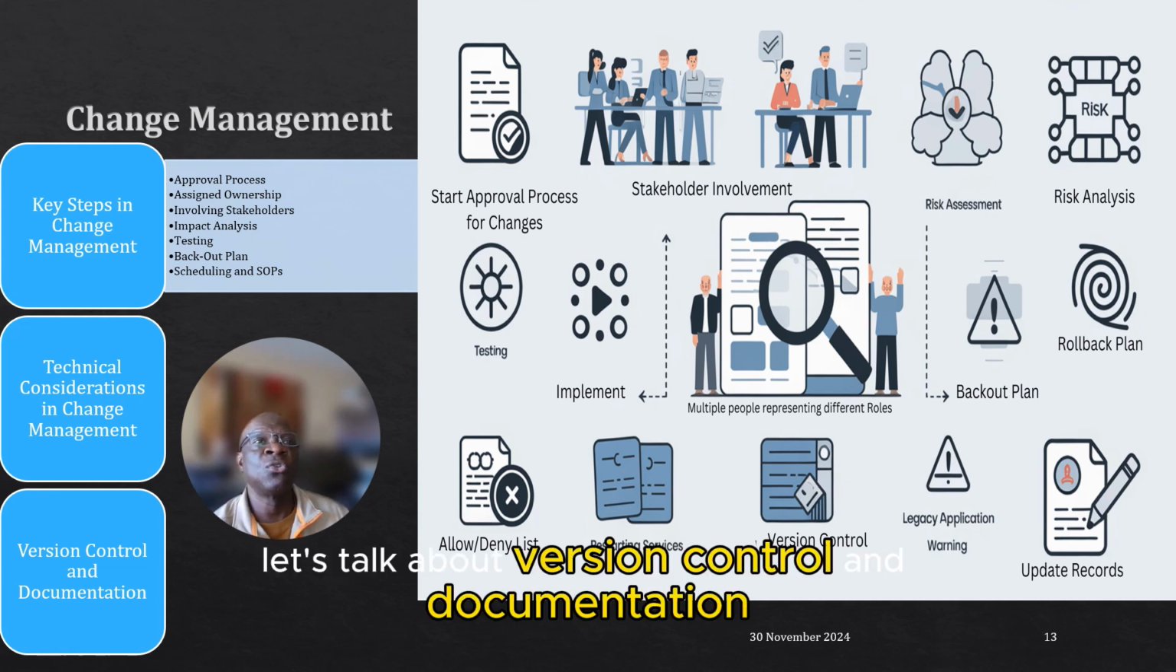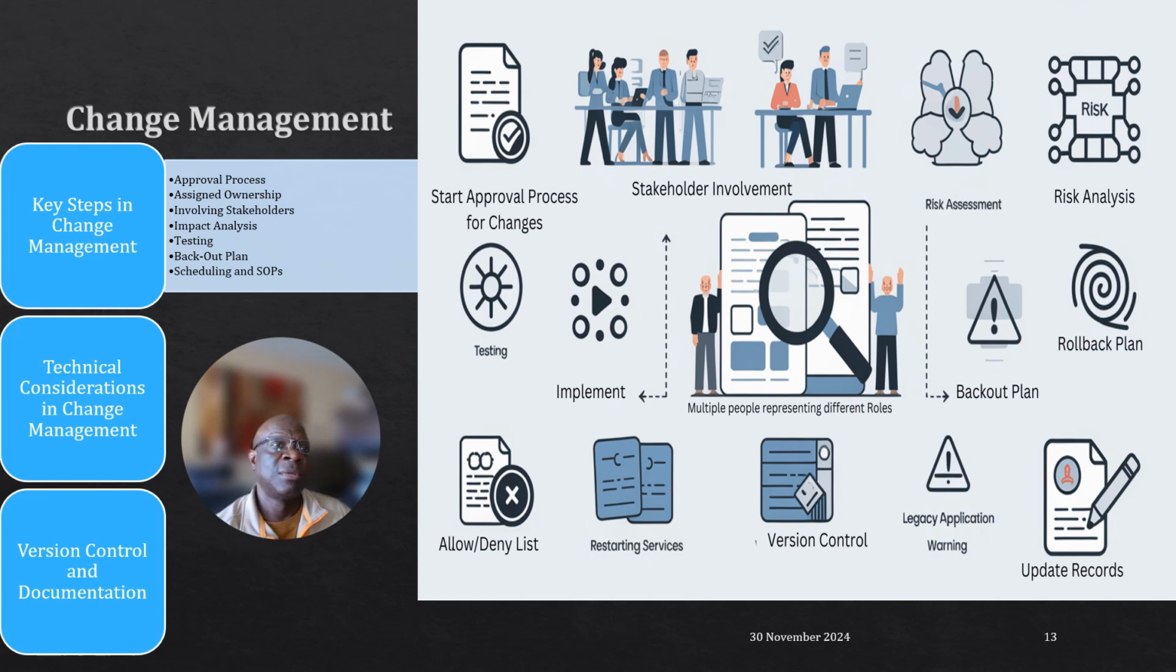Let's talk about version control and documentation. Version control. Keeping detailed records of each change helps track, investigate accidents, and audit. Updating documentation. After each change, it is crucial, very, very important, to update, for example, diagrams, procedures, and policies. Accurate documentation ensures everyone has up-to-date information, simplifying future troubleshooting.